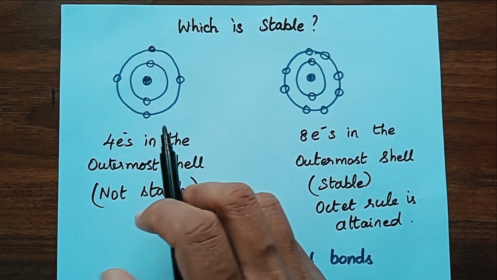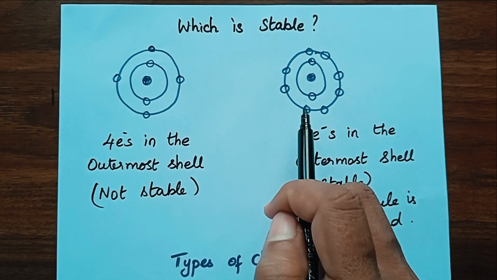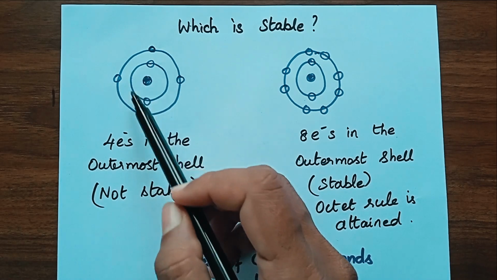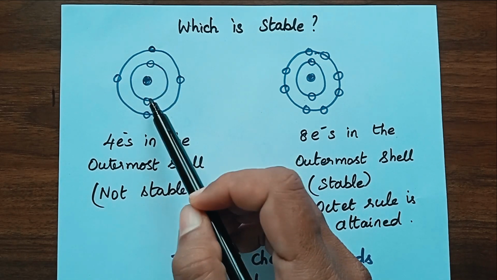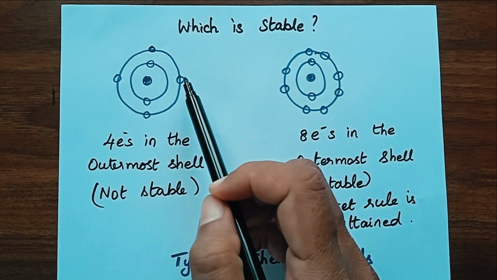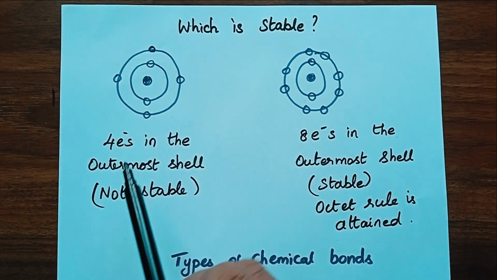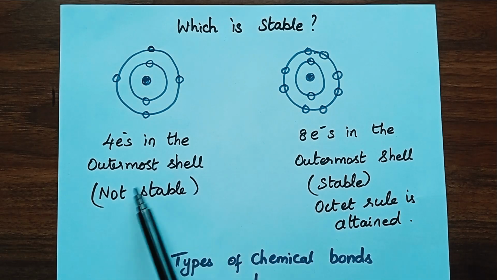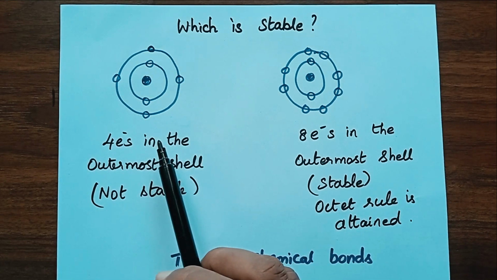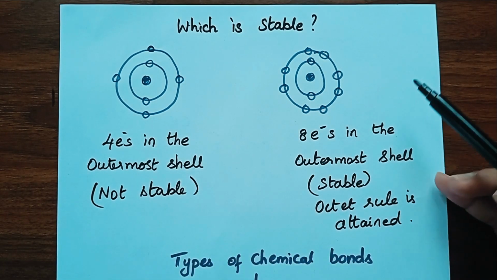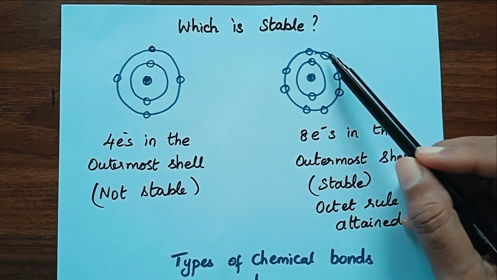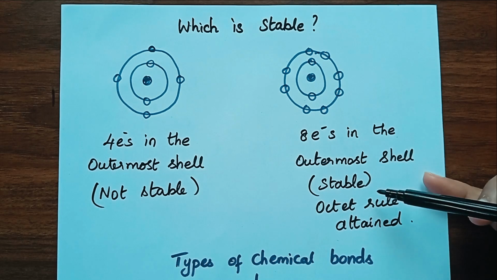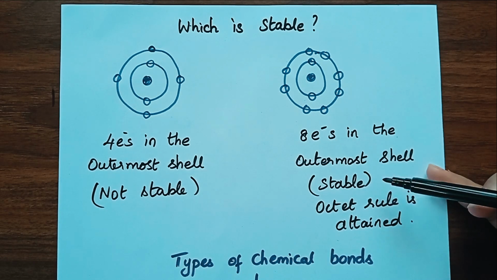Okay, can you say which element is stable here? In this one we have, in the first orbital, 2 electrons, and in the outermost valence shell we have 4 electrons. Since we have only 4 electrons in the outermost valence shell, this is not stable because it will not attain the octet rule. Whereas in this element we have 8 electrons in the valence shell. So it attains the octet rule and it is stable.